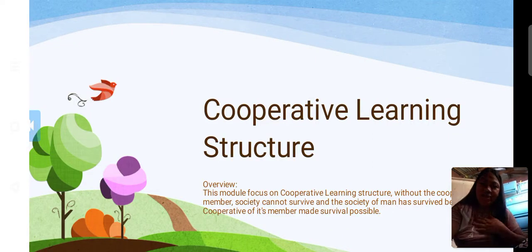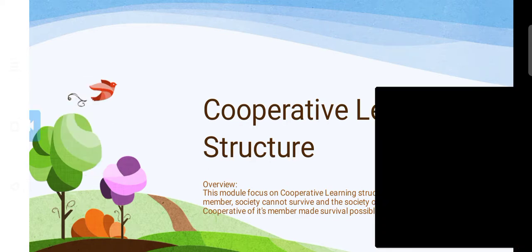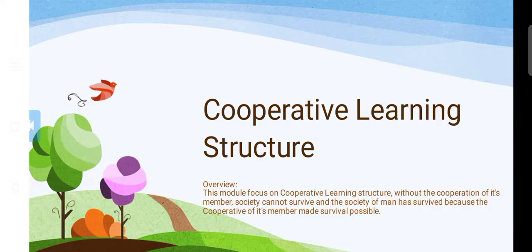So I will be discussing module 3 of strategies in teaching mathematics, which is the cooperative learning structure. Overview. This module focuses on cooperative learning structure. Without the cooperation of its members, society cannot survive, and the society of man has survived because the cooperation of its members made survival possible.